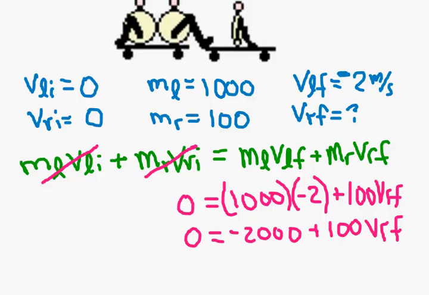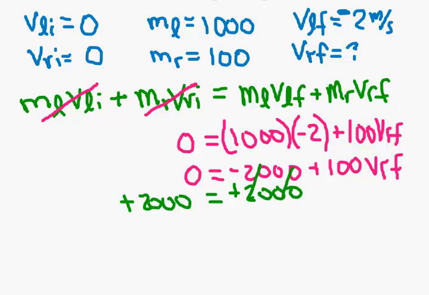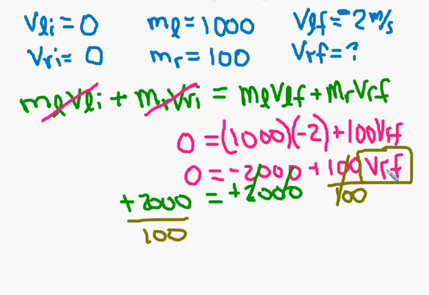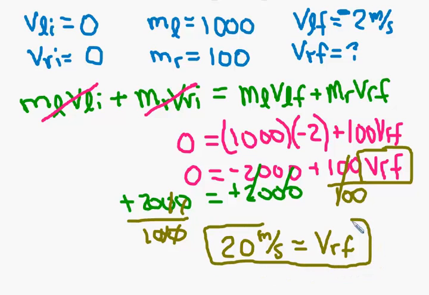Okay, so to get rid of -2,000, I have to add 2,000 to both sides. So plus 2,000 and plus 2,000. These cancel. Now to get rid of multiply by 100, I have to divide both sides by 100. This cancels here, so now I have the final velocity of the right by itself. And on this side, this 10 cancels that 10, that 10 cancels that 10, and I get 20 over 1. 20 meters per second equals the final velocity of the right team. And that's our answer.